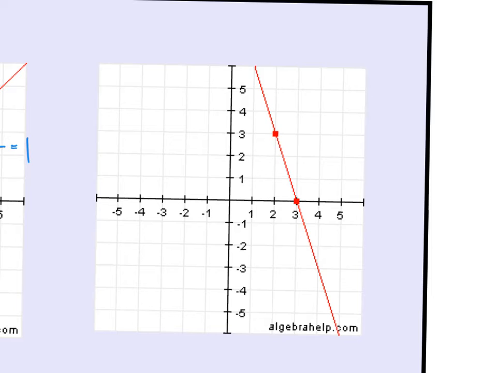Now, if you notice, this slope is going downhill, because if I start at the left point and go to the right, I have to go down and over. Now, because I went down, my top number will be negative. 1, 2, 3, so down 3 over 1. So which is negative 3.